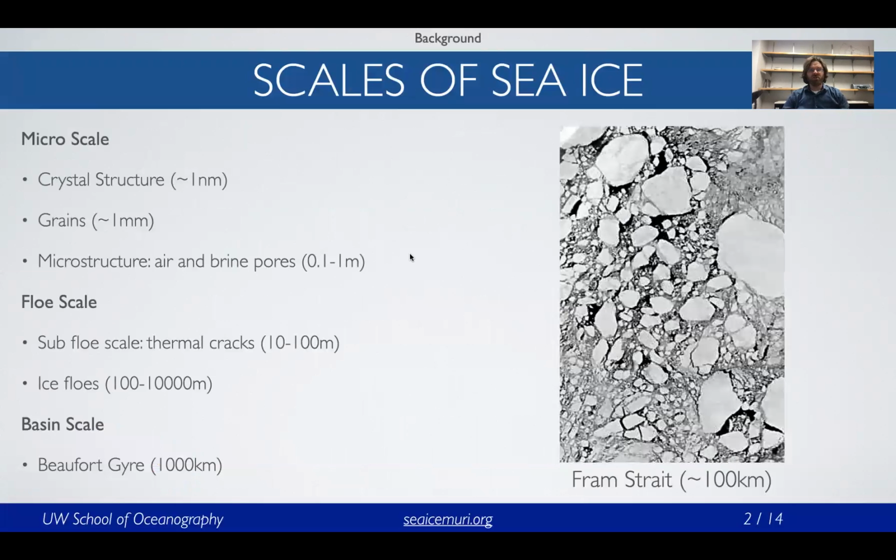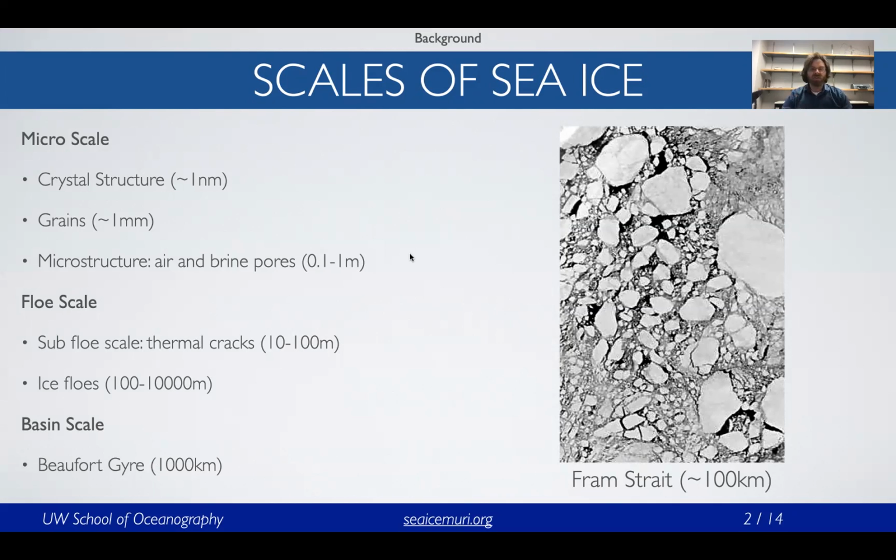So I'd like to start off with a little background on these scales of Arctic sea ice, which is one of the challenges that sea ice modelers face. Starting off with the microstructure of sea ice at the crystalline scale, which are 1 nanometer, and the grains are at 1 millimeter in size. Zoom out a little bit more, and you start seeing the air and brine pores in sea ice, which are at 0.1 to 1 meter in size.